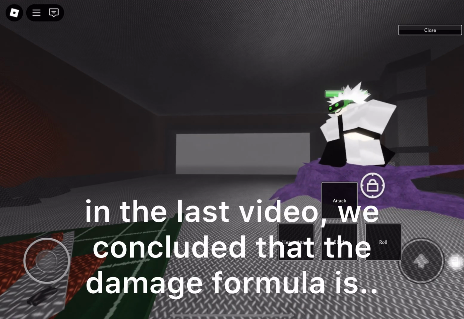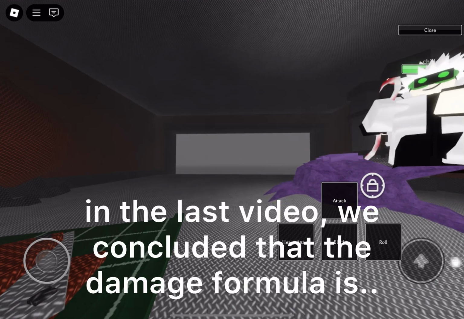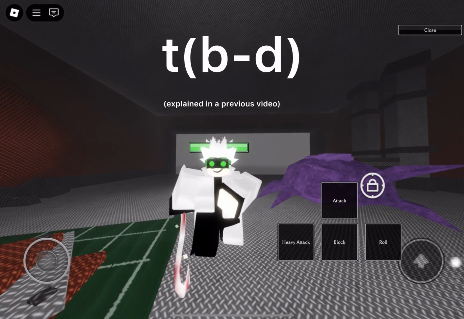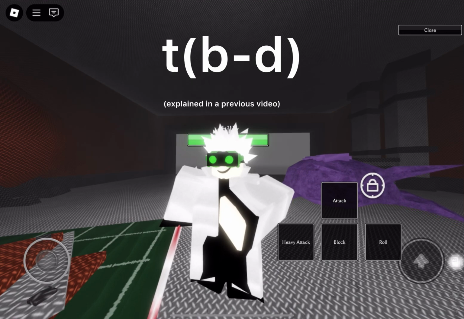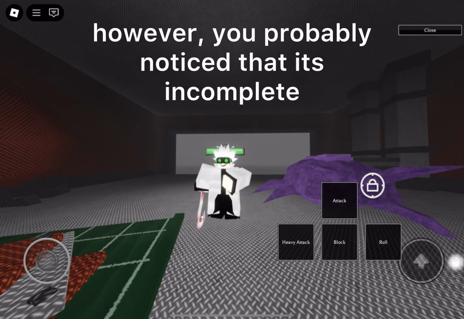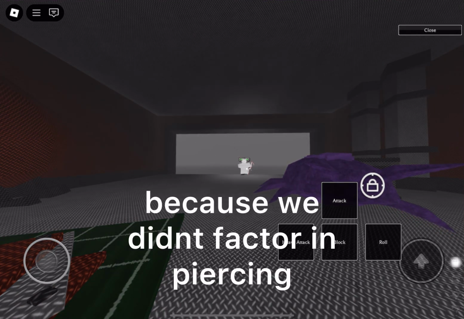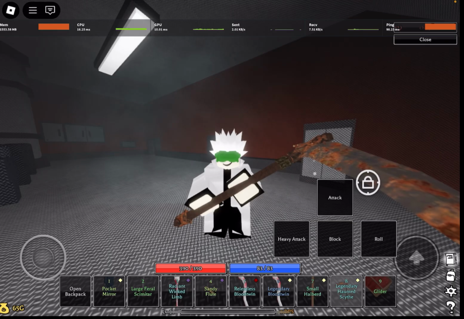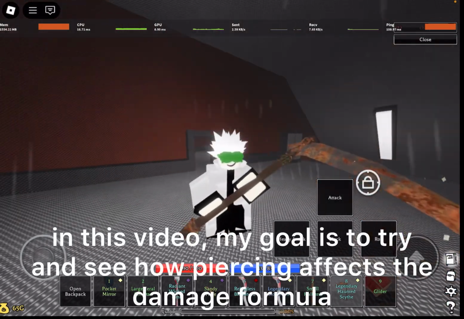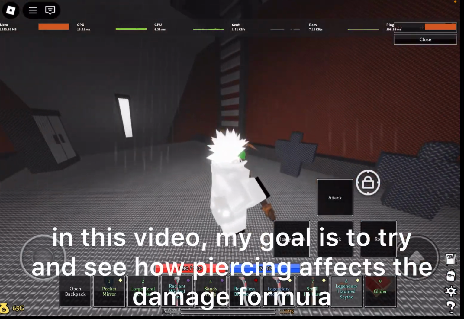Now, in the last video, we concluded that the damage formula goes something like this: T times (B minus D), where there are brackets around B minus D. However, you probably noticed that it's incomplete, because we didn't factor in piercing. So, for this video, my goal is to try to see how piercing affects the damage formula.